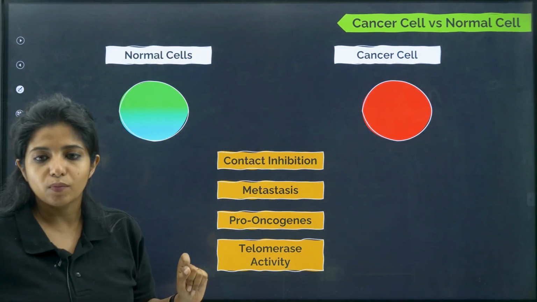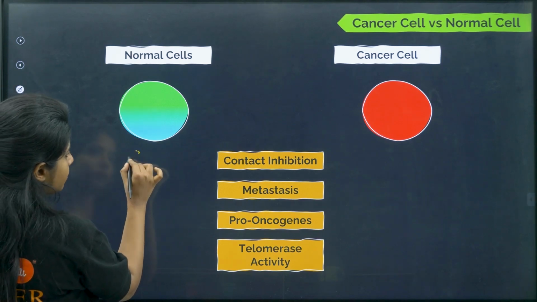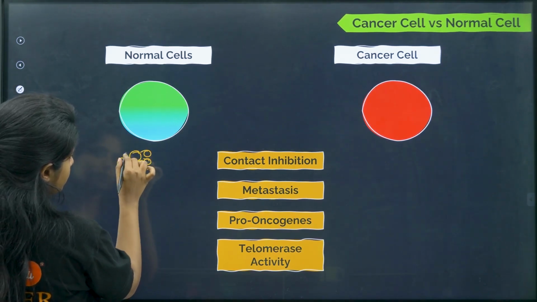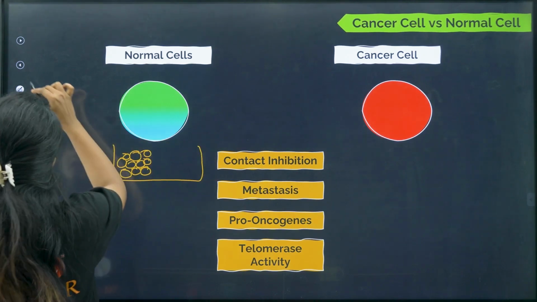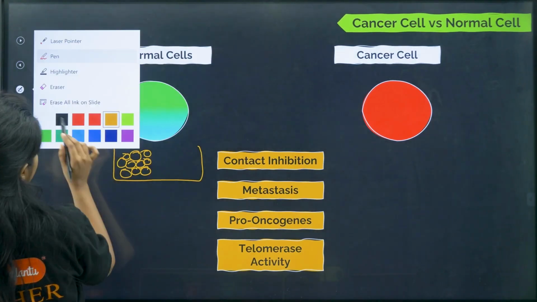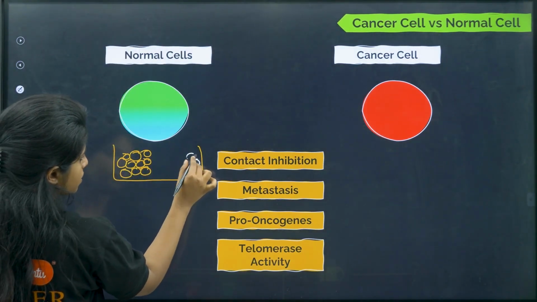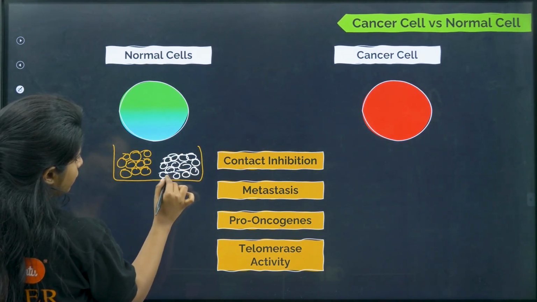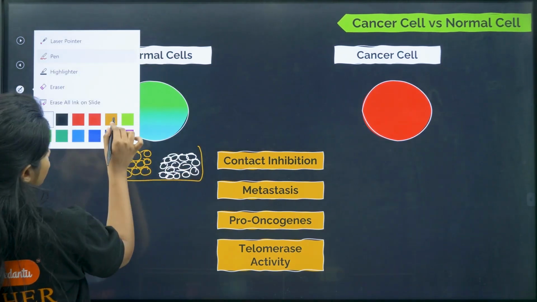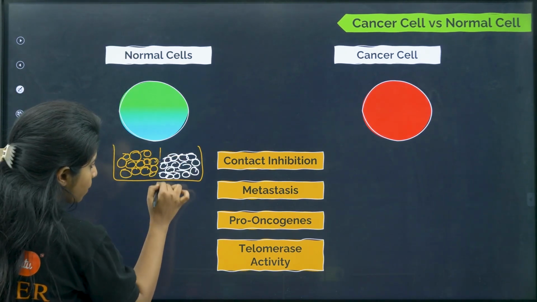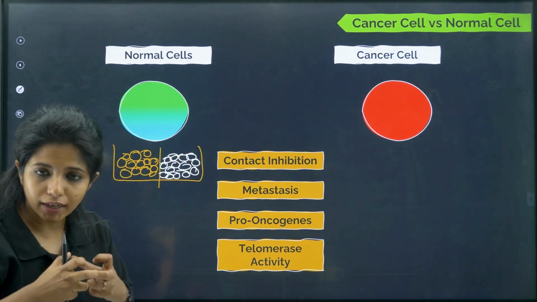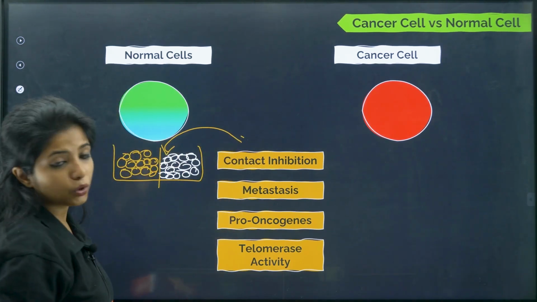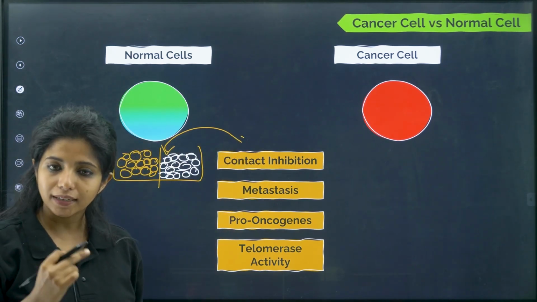First property is contact inhibition. That means when normal cells divide, suppose from here division is starting, and from here also division is starting for some other cells. They divide. When they reach this particular point, they stop the division because they are coming in contact, and this is known as contact inhibition. What do you call this? You call this contact inhibition.